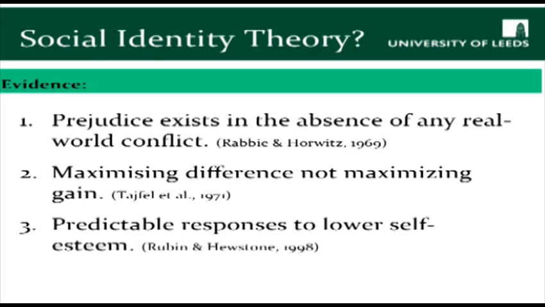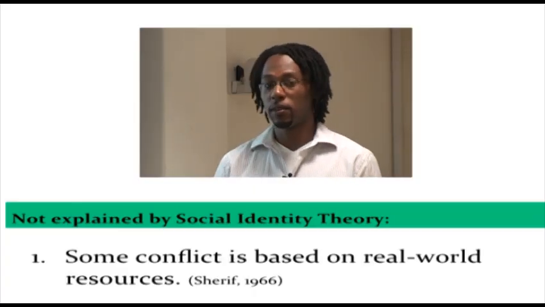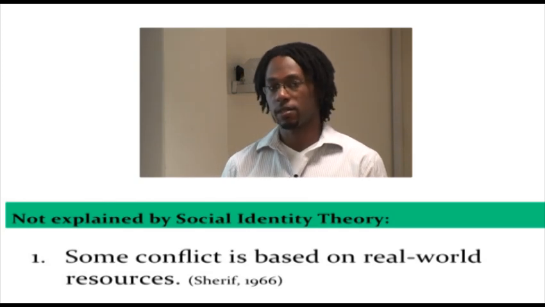So social identity theory is very useful, but it's worth saying that it's not the ultimate theory of everything. There are still instances of prejudice that are not explained or explainable by social identity theory. One such example is conflict that's actually based on real-world resources. It's true that a lot of this might be emotional or based on how you feel and how you'd like to feel about your group.